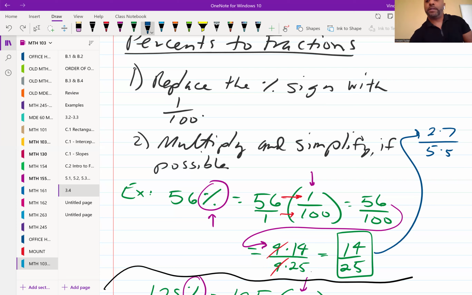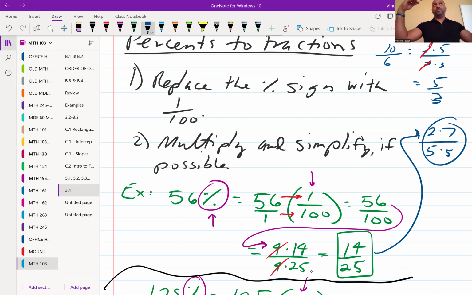Same thing as if I had 10 over, let's say, 6. That's 2 times 5. This is 2 times 3. The 2s cancel, and you're just left with 5 over 3. And so that's all you have left. I was just telling you why we couldn't go any further with the 14 and the 25, because nothing else happens. They don't have anything else in common. So you're just left with the 14 and the 25.